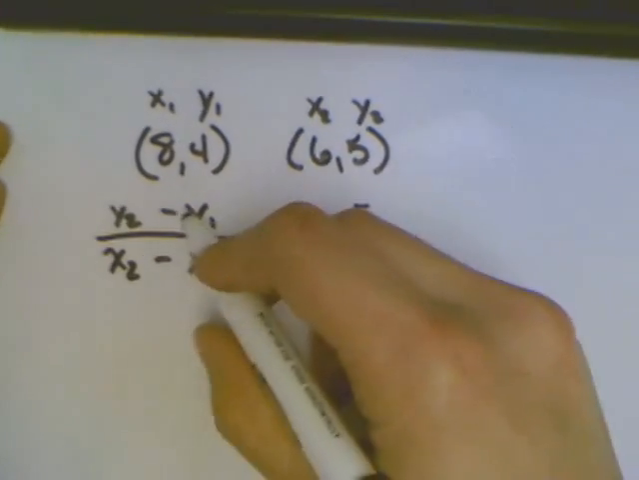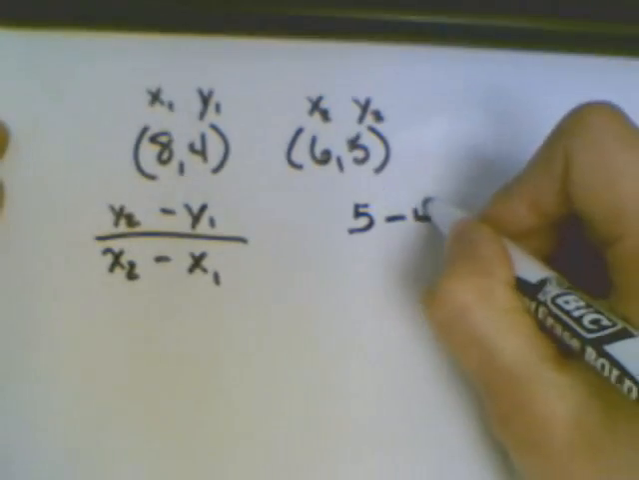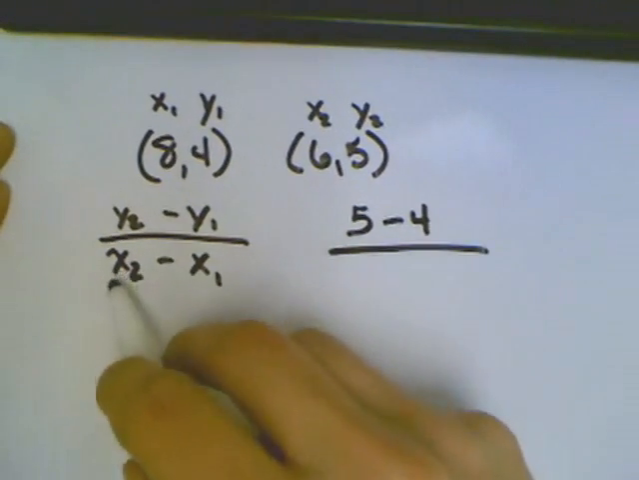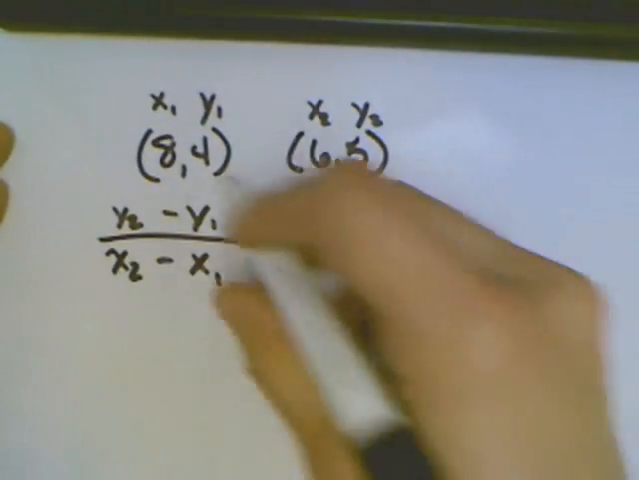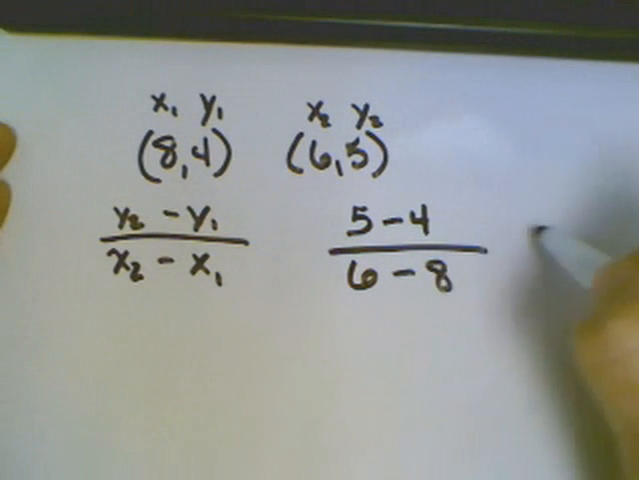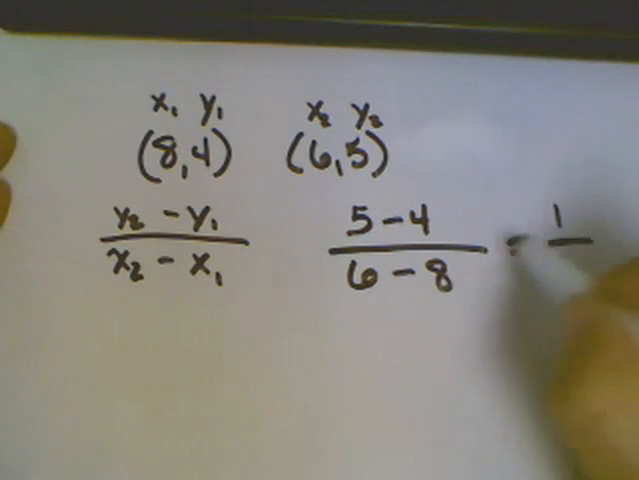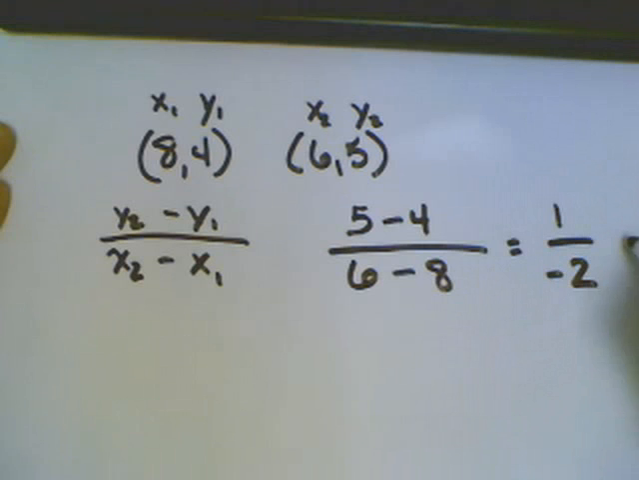So y2 is 5, y1 is 4. So 5 minus 4 over x2 is 6, x1 is 8. 5 minus 4 is 1, 6 minus 8 is negative 2, and I get the same result. Now negative 1 over 2 is the same as 1 over negative 2, so either way I get the slope of negative 1/2.